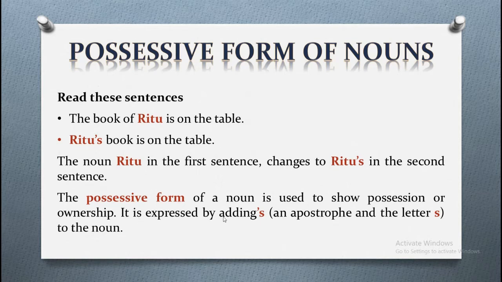It is expressed by adding apostrophe s. You can see this, it can be done by adding this apostrophe symbol and an s. So that is an apostrophe and the letter s to the noun. Generally, that is most of the times we do this, but there are certain rules or certain situations in which we use the possessive form differently, which we'll be discussing further in this class.